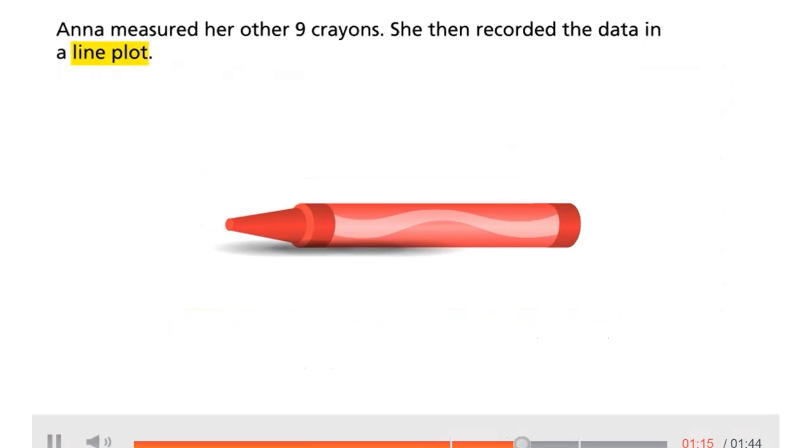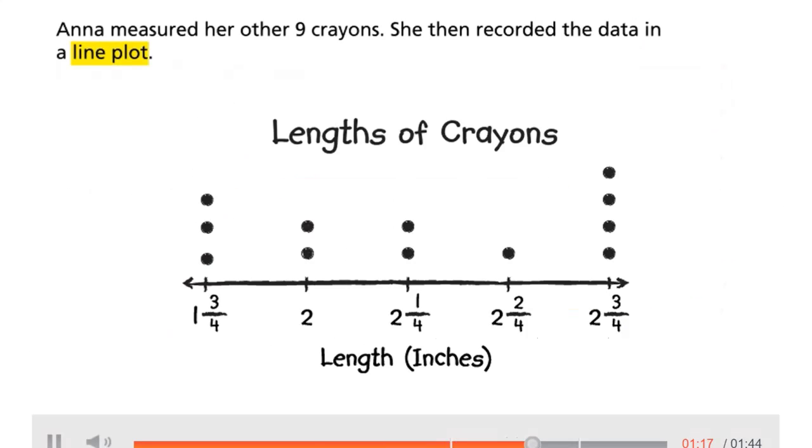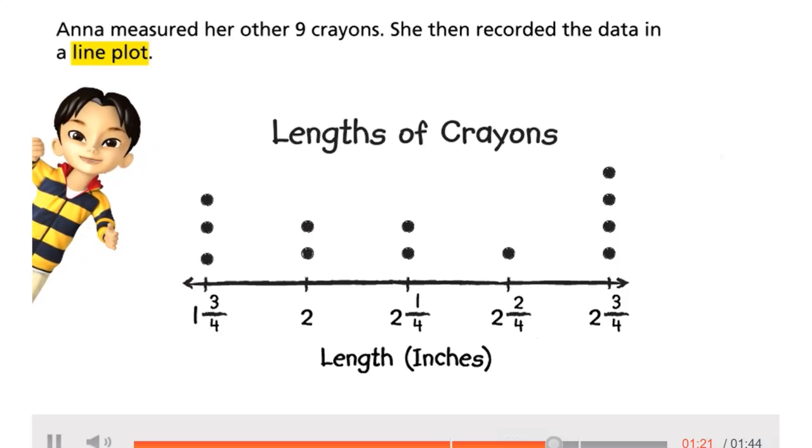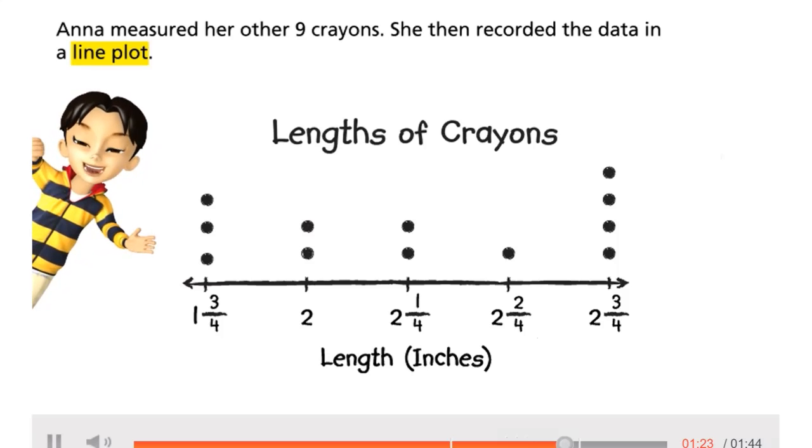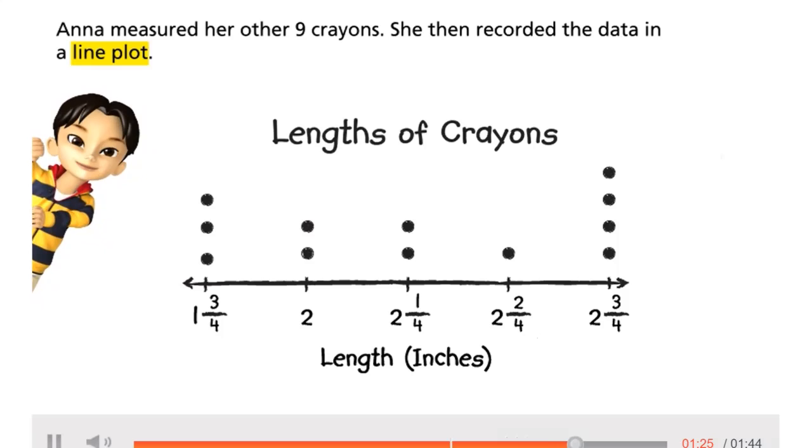Anna measured her other 9 crayons. She then recorded the data in a line plot. A line plot is a way to organize data on a number line.